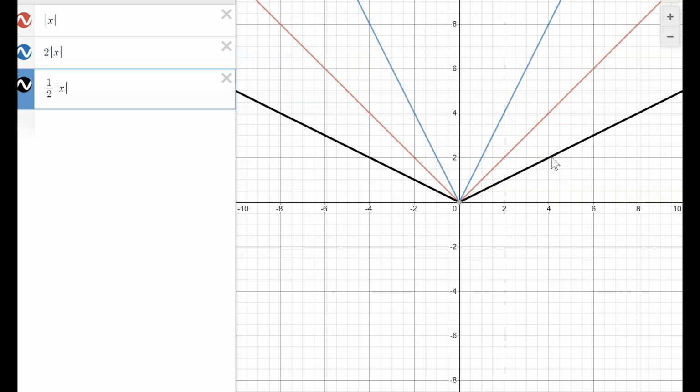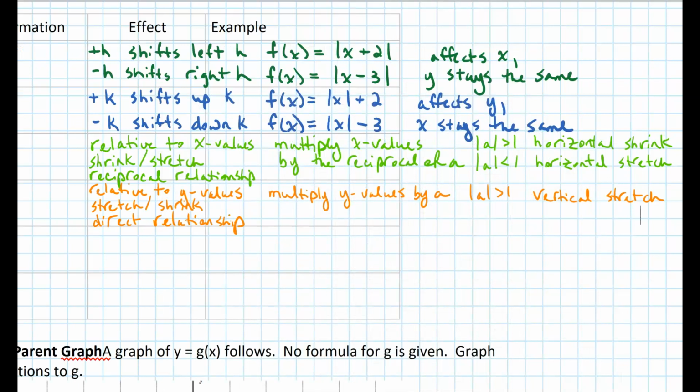And so again, we're going to talk about the relationship with the y-axis relative to the parent function. Have we now stretched towards the y-axis, or have we shrunk away from it? This is a shrink. Okay, so we'll say the absolute value being less than 1 is a vertical shrink.